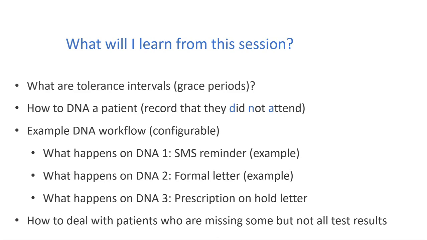Failing that, if they fail to have their bloods done again, we're going to send a formal letter, and we're actually going to copy that to the GP by email. And if again they fail to have their bloods done, we're going to put their prescription on hold. In Dawn, that means suspending their treatment plan for non-attendance, and that will trigger a different letter, a suspension letter, and again we will copy that to the GP.